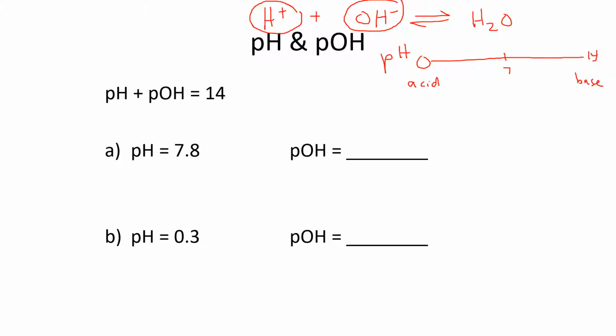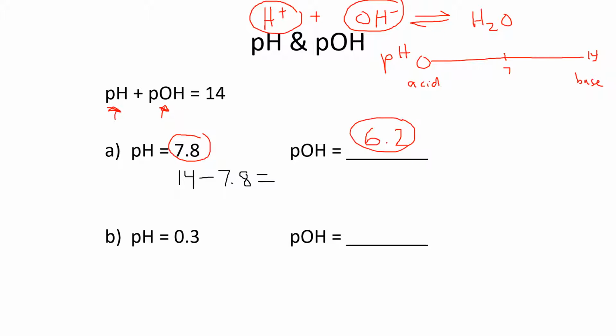So sometimes you'll need to find pH to solve for pOH, or sometimes you'll need to solve for pOH to find pH, right? So answer the appropriate question. So here we're looking for pOH. The relationship is just plug and chug. Right? So take 14 minus 7.8, 6.2, right? So this number plus this number must always equal 14.